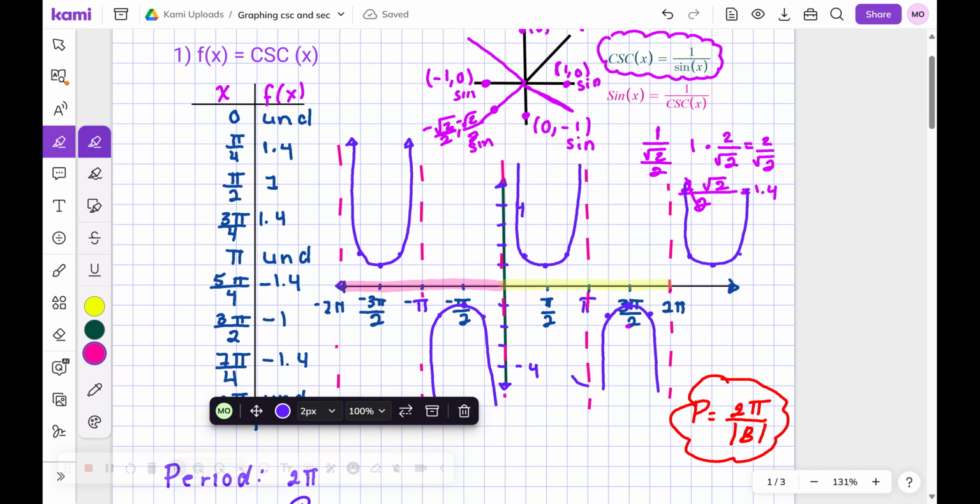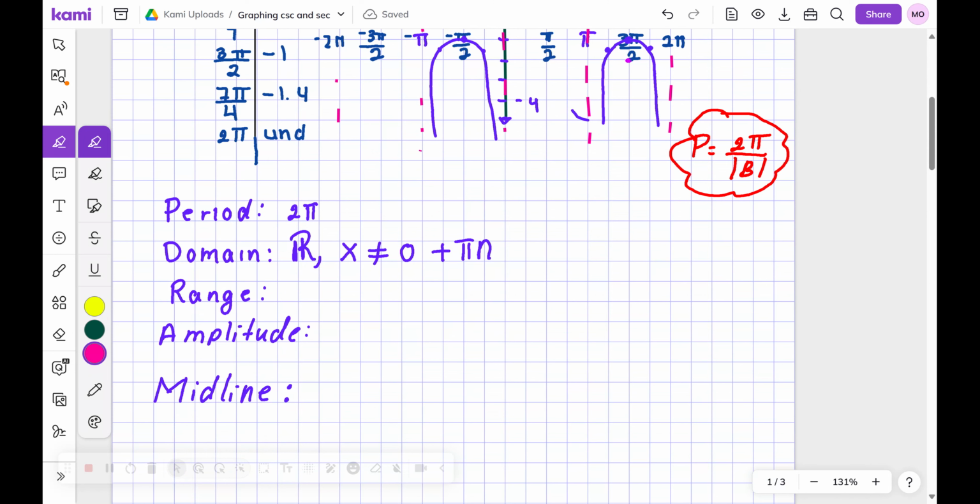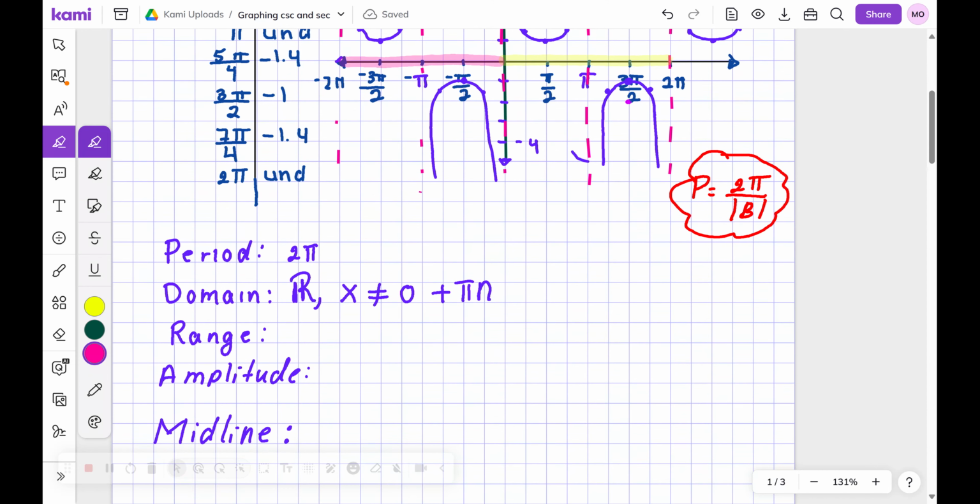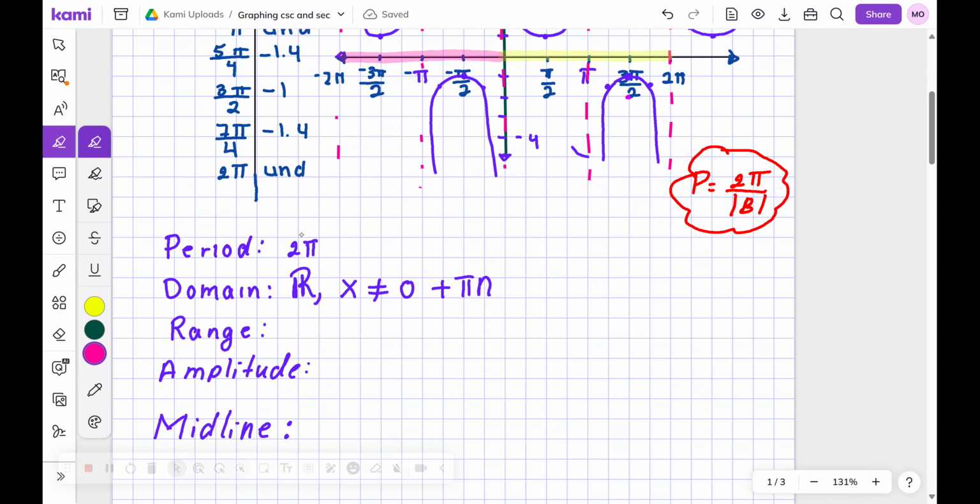I remember when you guys told me, oh, so when we do the domain, we use the period, and I said no. Because in this case, it doesn't work. See, over here the period is 2 pi, and over here the distance from one undefined to another is pi. And that's the reason why I told you no. So don't make that assumption.